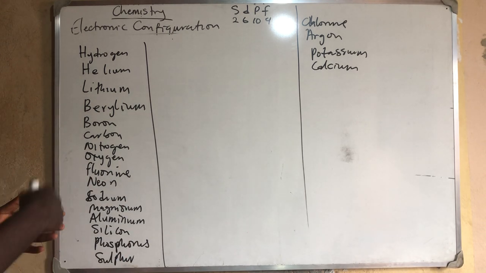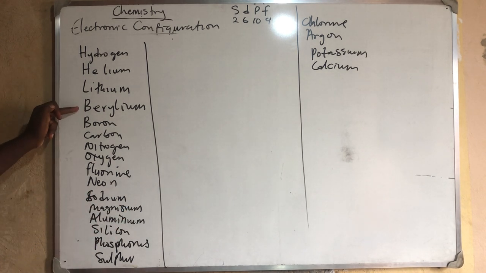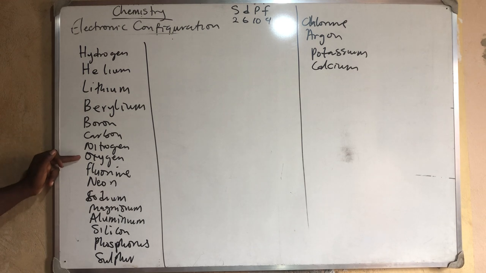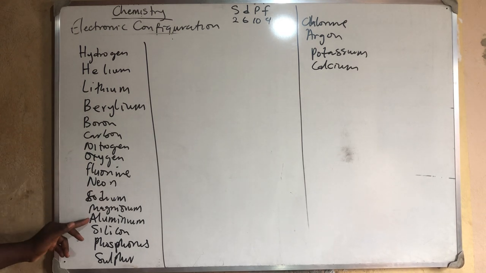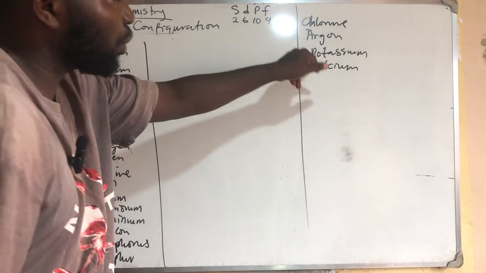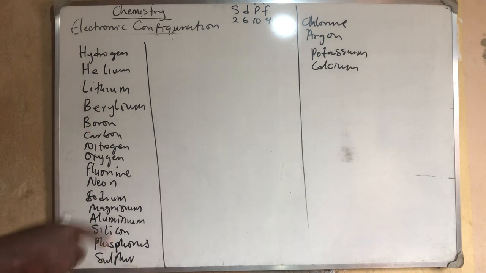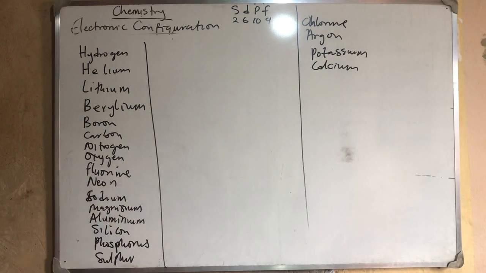I said hydrogen, hydrogen, helium, lithium, beryllium, boron, carbon, nitrogen, oxygen, fluorine, neon, sodium, magnesium, aluminium, silicon, phosphorus, sulfur, chlorine, argon, potassium, calcium. Darling Jesus, darling Jesus, oh my darling Jesus, you are a wonderful Lord. I love you so much, darling Jesus. Oh my darling Jesus, you are a wonderful Lord.